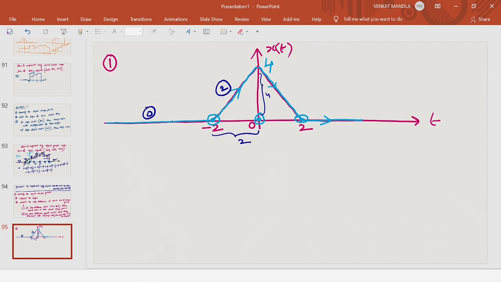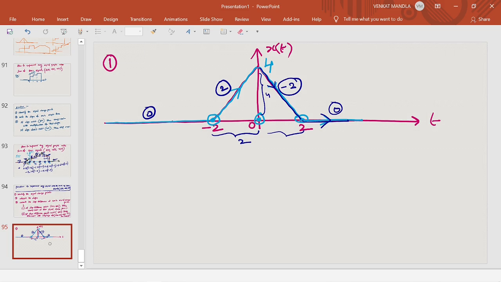And the next line is a decreasing line. For a decreasing line, we have negative slope. And what is that slope? This length is 2, this vertical length is 4. 4 by 2 is 2, but this is a decreasing line, so we have minus 2 as the slope. And for this horizontal line, the slope is 0. So we have calculated the slopes, and now we have to write equations at signal changing points.